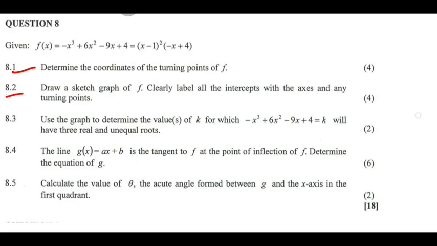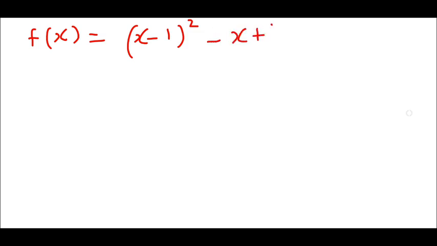8.2 Draw a sketch of the graph. Clearly label all the intercepts with the axes and any turning points. The function is given in factored form as f of x is equal to (x minus 1) square and (negative x plus 4).